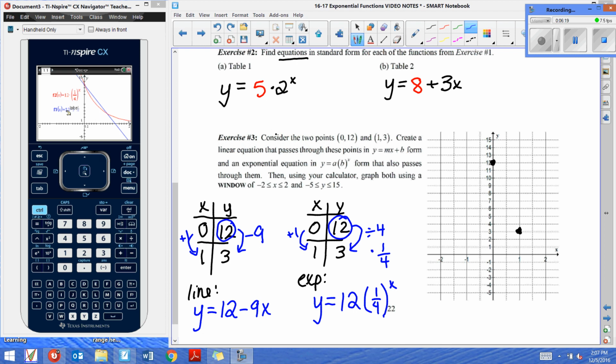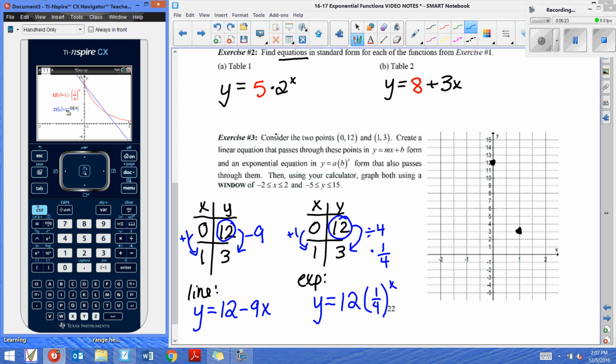Okay, here you have it, my 2 functions graphed on the window that they provided for us. And I typically would do this anyways, even if they didn't tell me to graph, because I really want to make sure that what I'm doing is right. So, do I have the 2 points that I need in both of my tables? The point (0, 12), yes and yes. Also (1, 3), yes and yes.